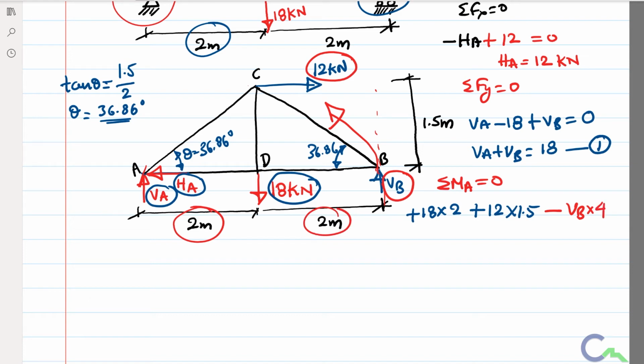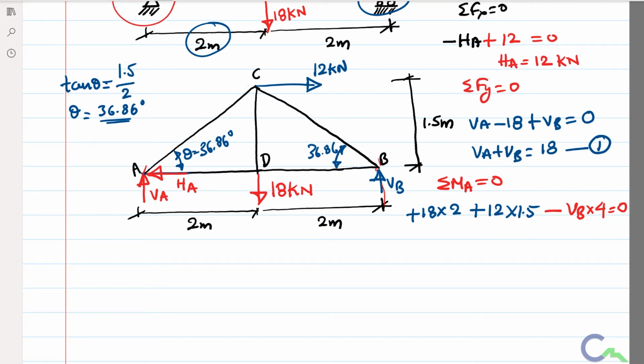So I considered all the forces, therefore this is equal to 0. If I do the calculation, I am going to get the VB value. So I will get VB is equal to 13.5 kilonewton. So I can substitute in equation number 1. Therefore VA is equal to 18 minus 13.5, we will get 4.5 kilonewton. That is the value of VA.